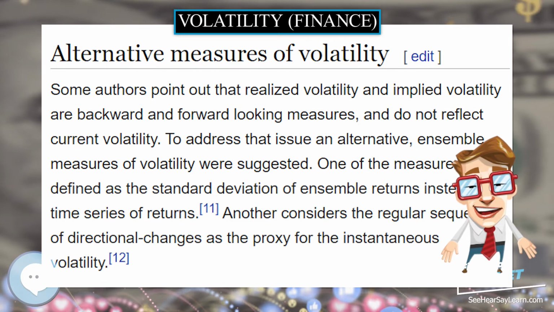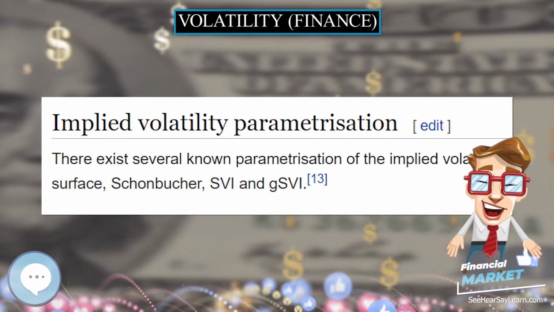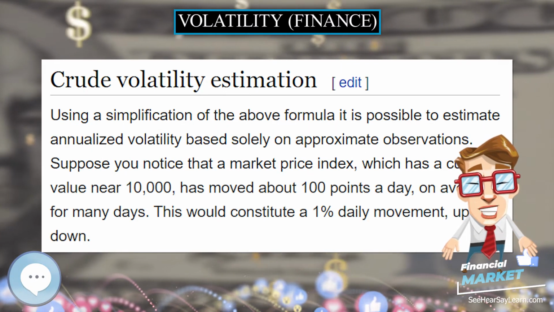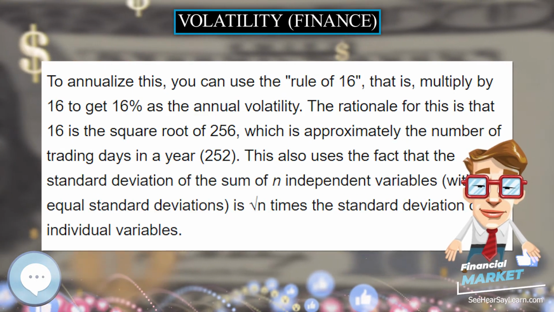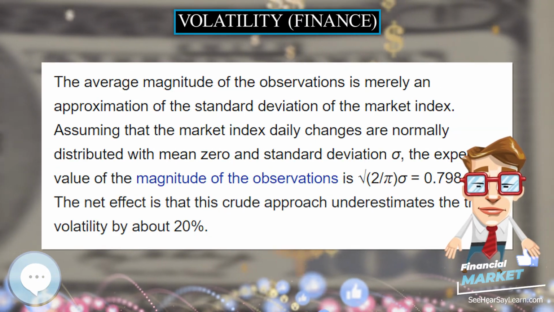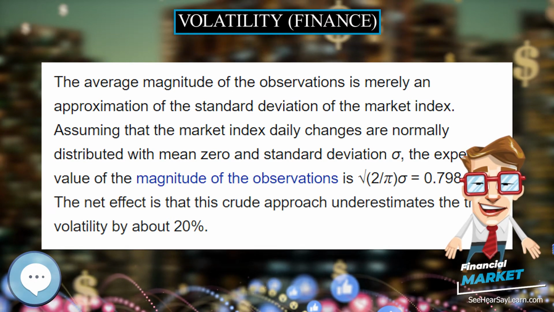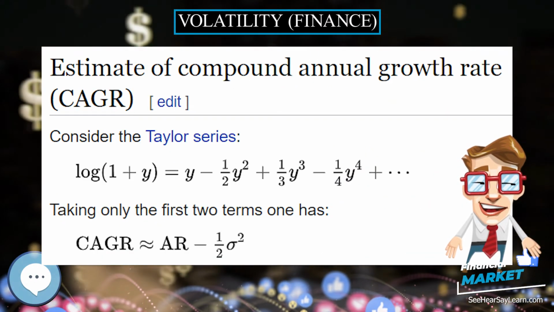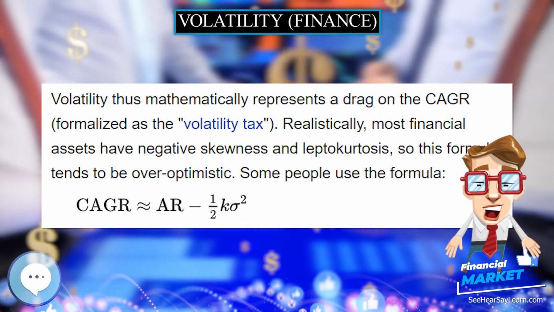To annualize this, you can use the rule of 16, that is, multiply by 16 to get 16% as the annual volatility. The rationale for this is that 16 is the square root of 256, which is approximately the number of trading days in a year, 252. This also uses the fact that the standard deviation of the sum of n independent variables, with equal standard deviations, is √n times the standard deviation of the individual variables.